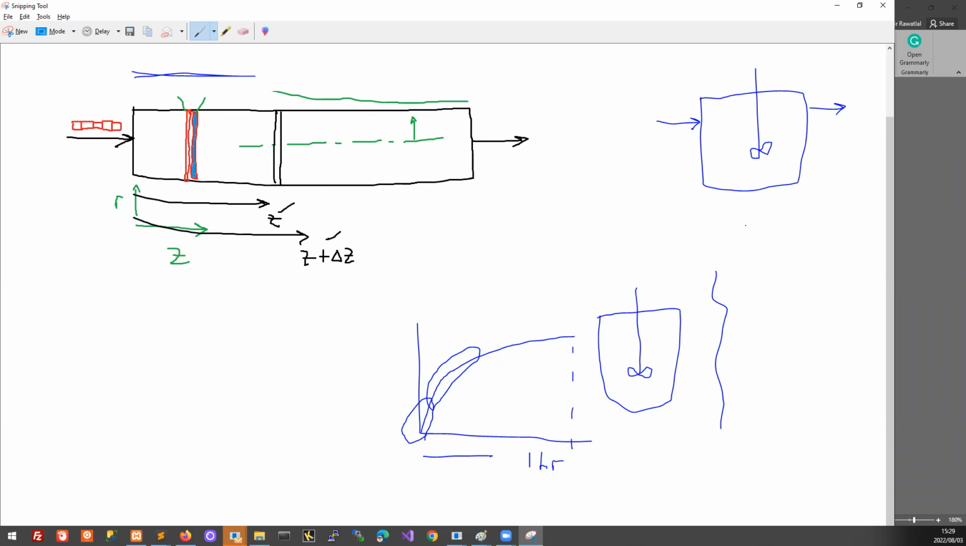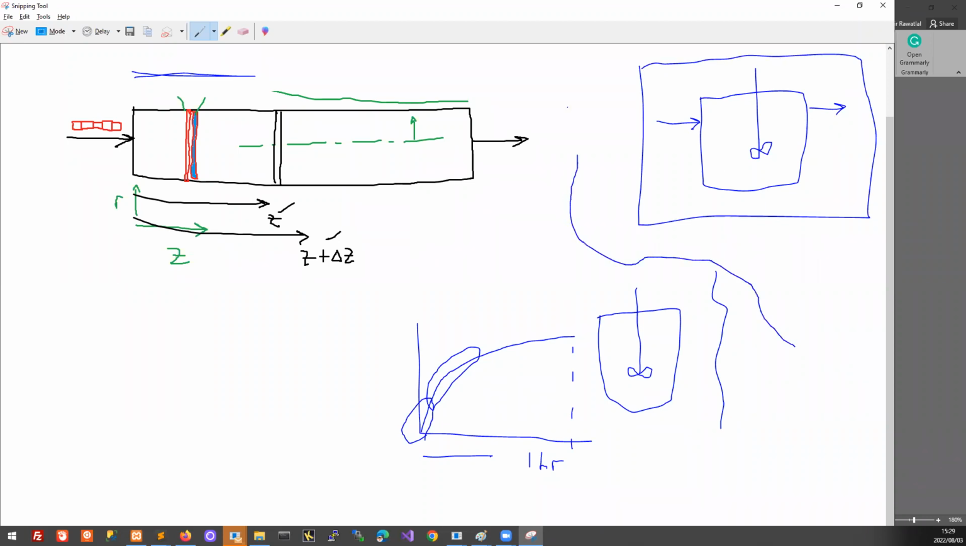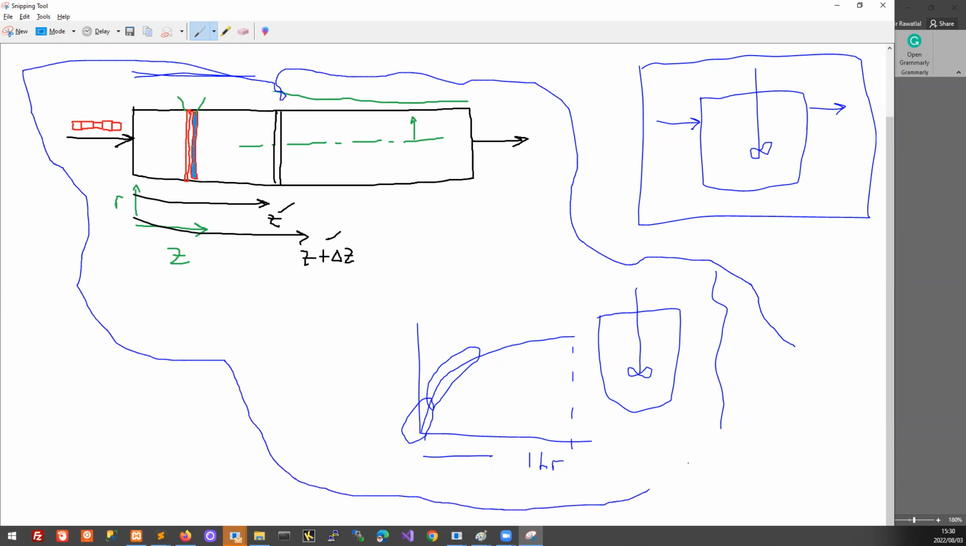There are actually only 2. There's this reactor, and these 2 reactors are the same, right? I'm not going to explain exactly why right now, I want you to think about that. Why is the batch reactor equal to the CSTR? Okay. So we'll talk about that another time.